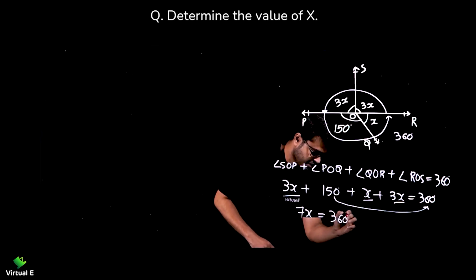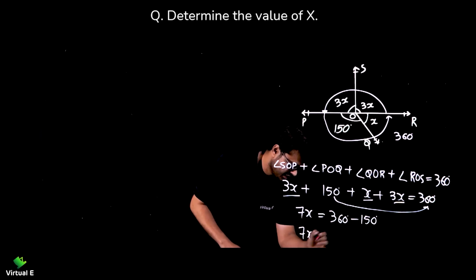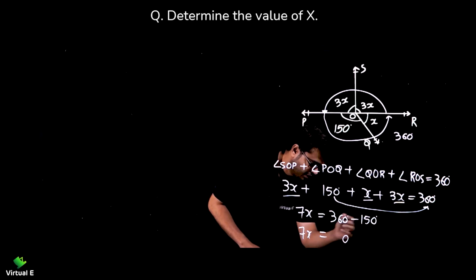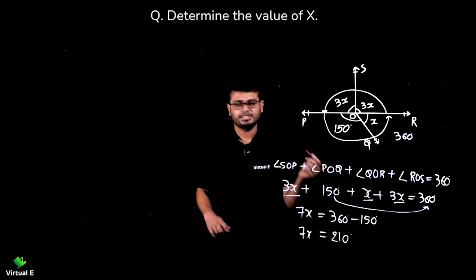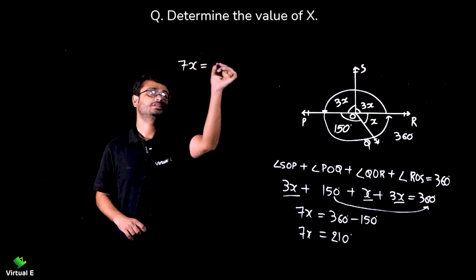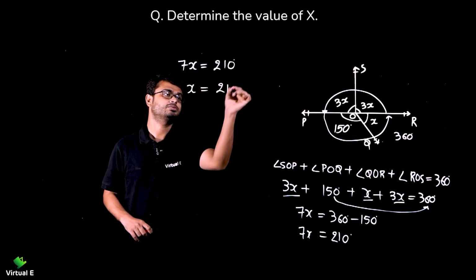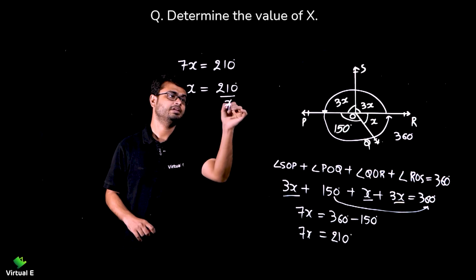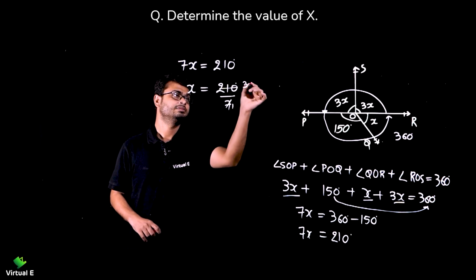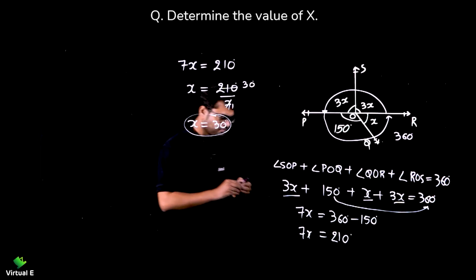So 360 degrees minus 150 degrees. So 7x is equal to, here 0, here we have 1, and 3 minus 1 is 2. 7x is equal to 210 degrees. So let's write here 7x is equal to 210 degrees. So x is equal to 210 over 7, which is 30. So what is the value of x? That is 30 degrees. Very simple sum, right?